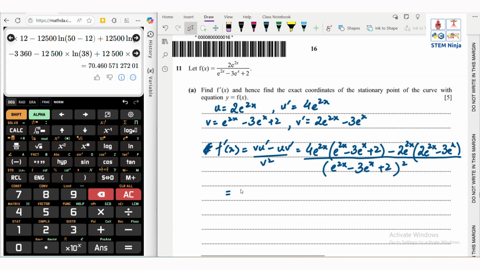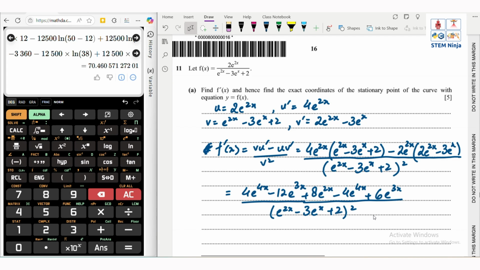So we expand the brackets. We get e raised to power 2x times e raised to power 2x becomes 4x. So 4x minus 12 e raised to power 3x plus 8 e raised to power 2x minus 4 e raised to power 4x plus 6 e raised to power 3x, divided by e raised to power 2x minus 3 e raised to power x plus 2 whole squared.